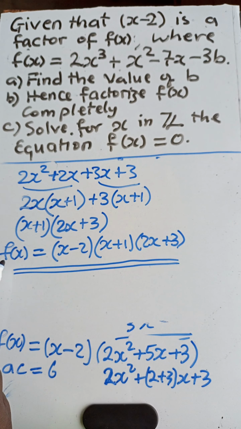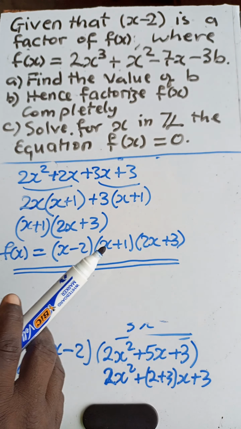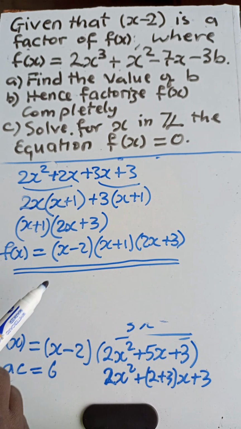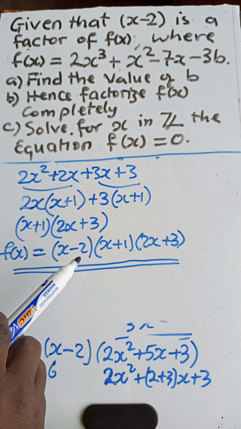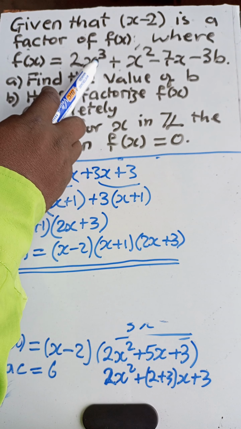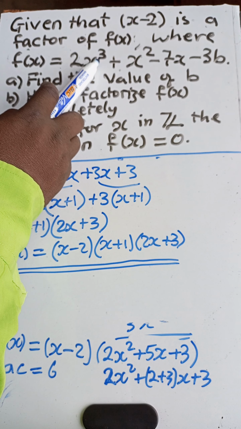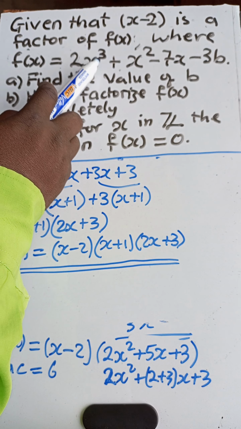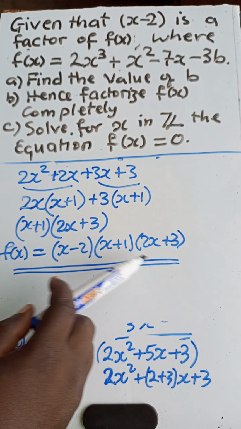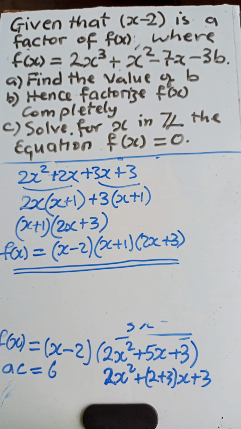Okay? So this is what we mean when we say we should factorize f of x completely. That means express f of x as product of its linear factors. We have 1, 2, 3, which conforms to the degree of f of x. It's a polynomial of degree 3. So we were supposed to have 3 linear factors.